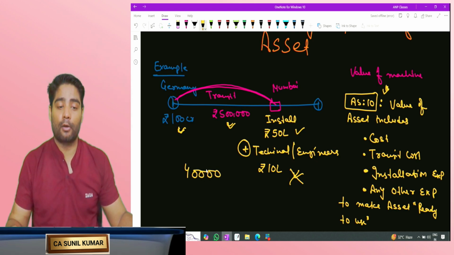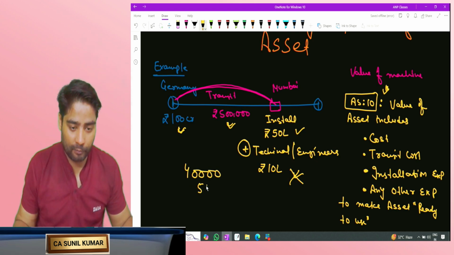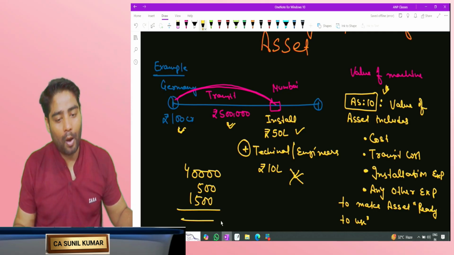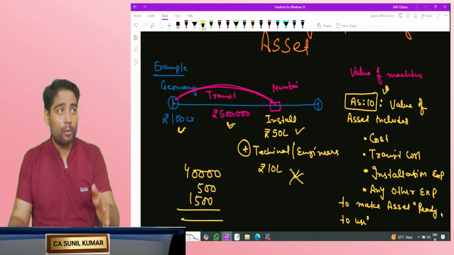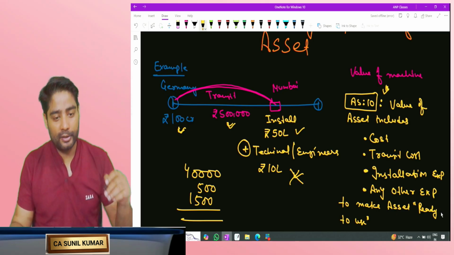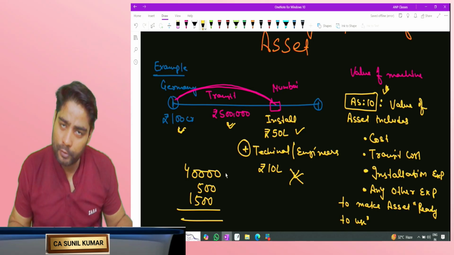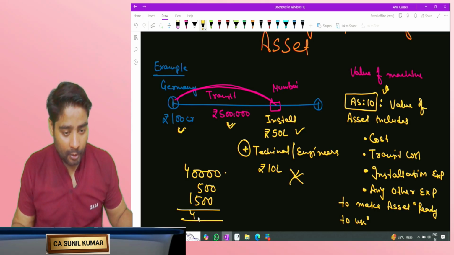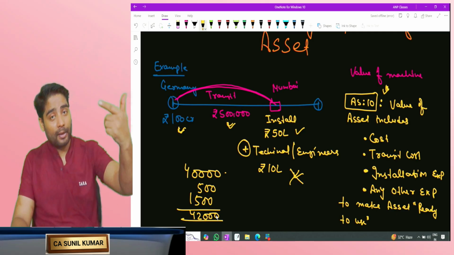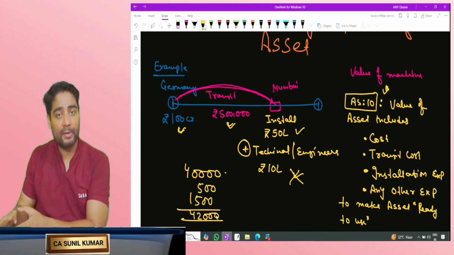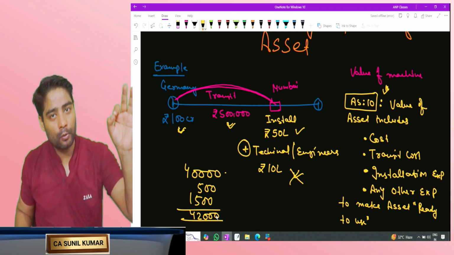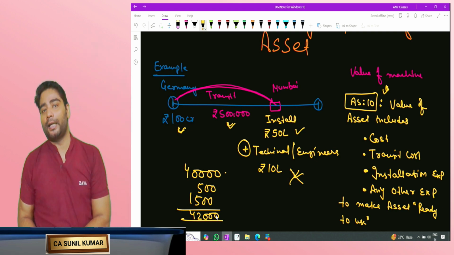The transit or conveyance fees is 500, and the installation charges is 1500. Now I will ask you, what is the value of the AC? You will say that the cost of the AC is 40,000, but it is ready to use only when I expense some more, a total of 42,000, to make this asset ready to use. So what does Accounting Standard 10 say?